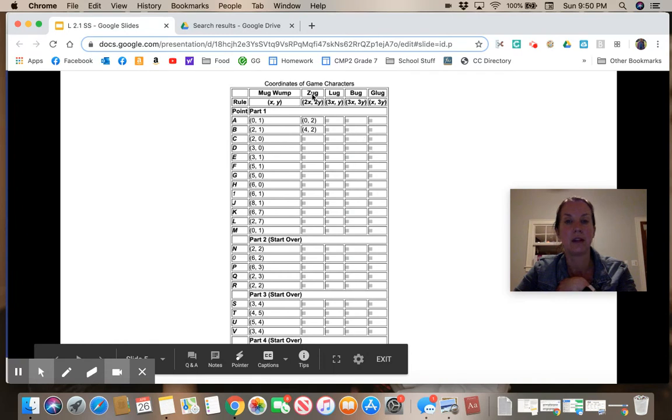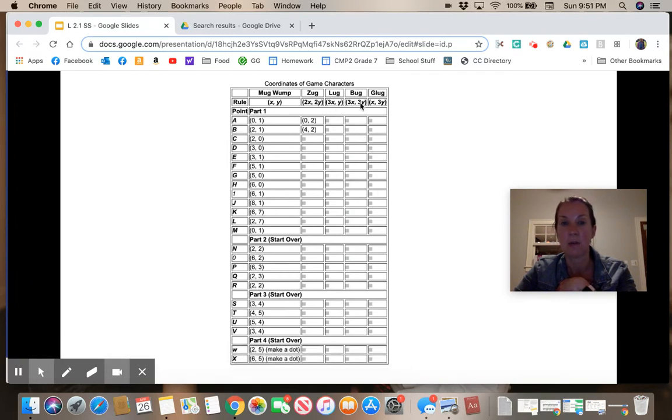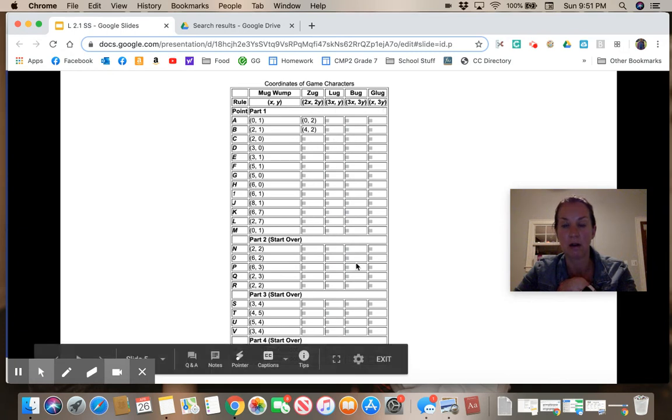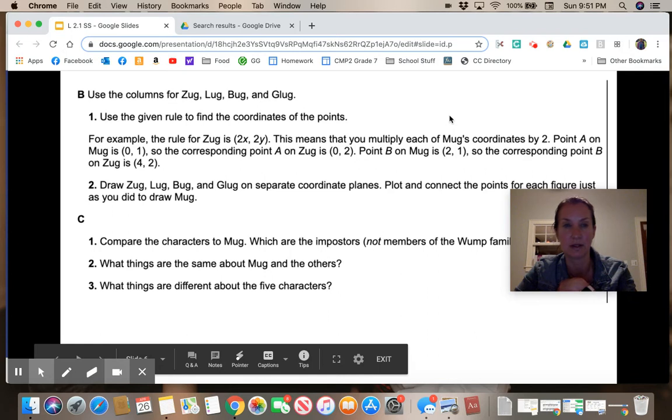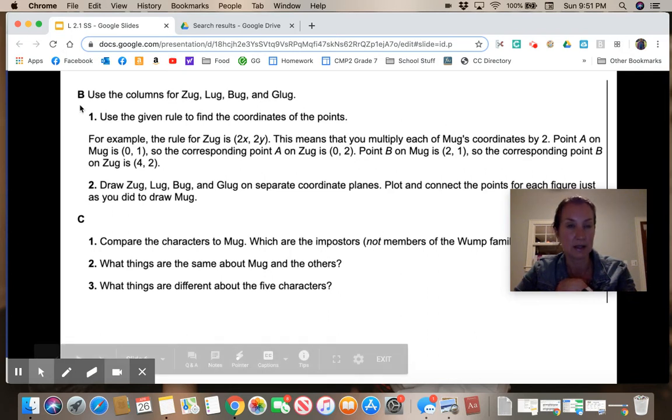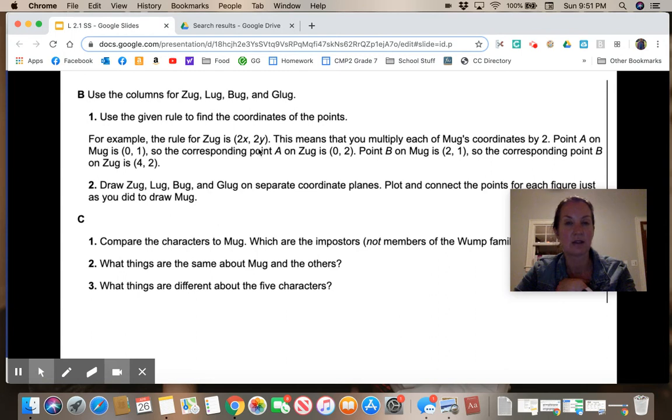You can see here there is Zug, Lug, Bug, and Glug. They each have a rule underneath them. You would fill in the chart, and then you're going to have to plot those points as well. So in question B, it says, use the columns for Zug, Lug, Bug, and Glug. Use the given rule to find the coordinate points. For example, the rule for Zug is 2x, 2y. This means that you multiply each of Mug's coordinates by 2.